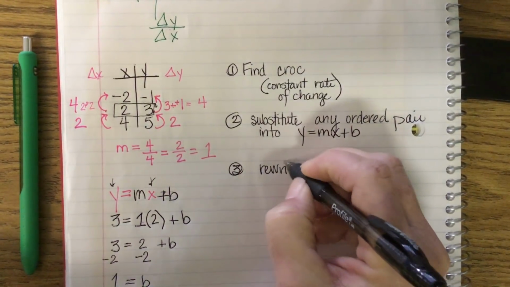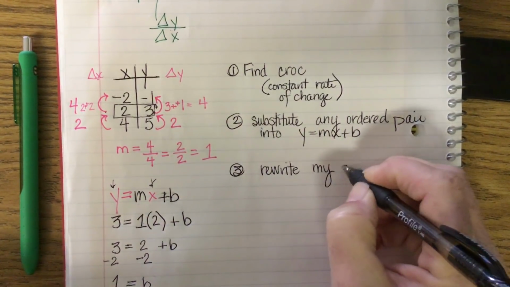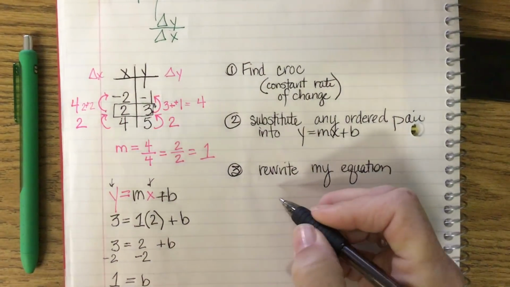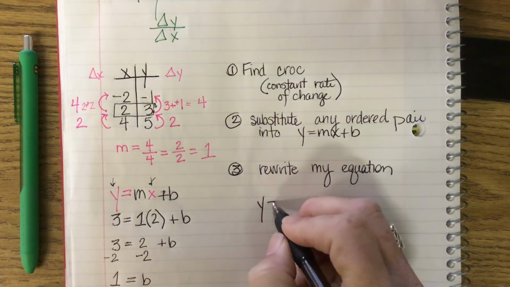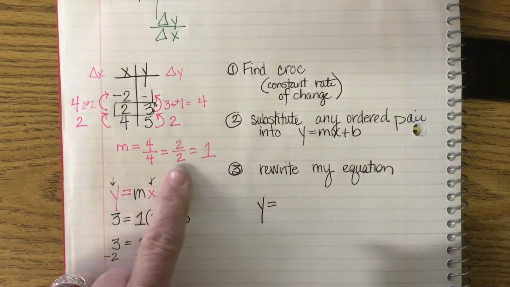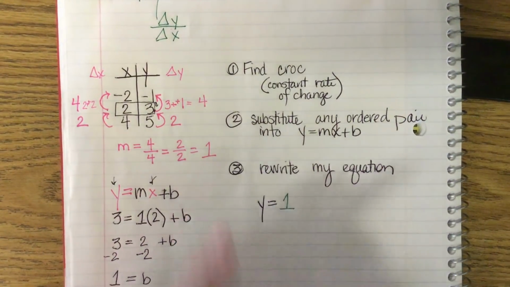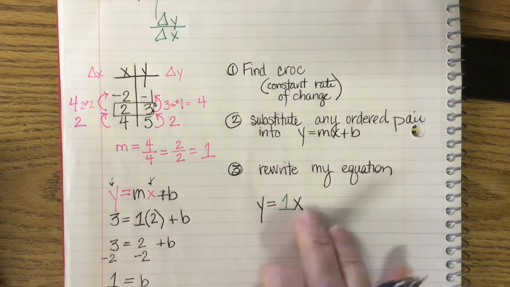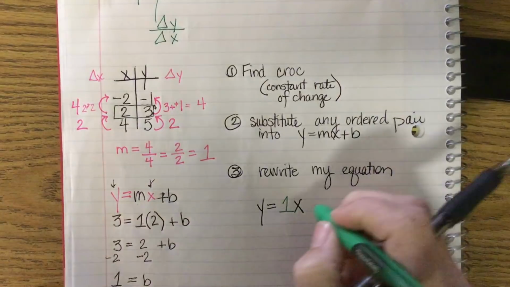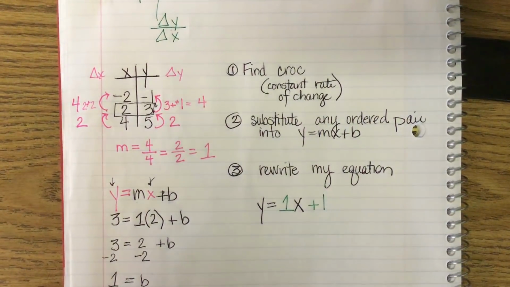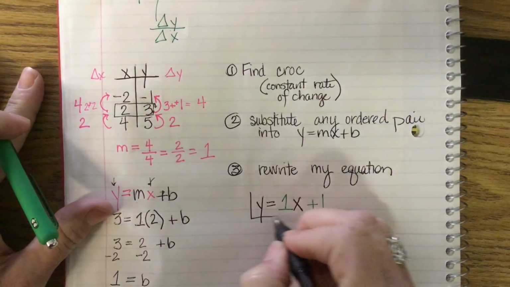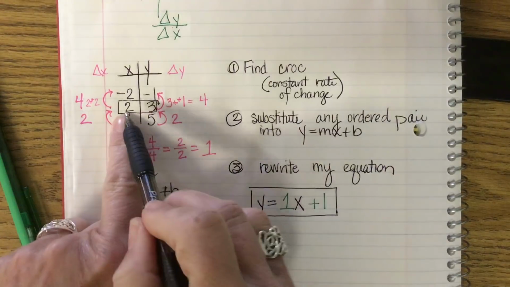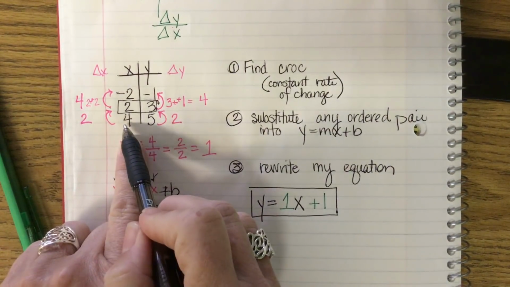I'm going to rewrite my equation. That means y, I always have a y, is equal to my slope, which is 1, times x. Remember, you're always having a y and an x in your final equation, and my b was plus 1. That is the rule. So that means every y is x plus 1. 2 plus 1 is 3. 4 plus 1 is 5.